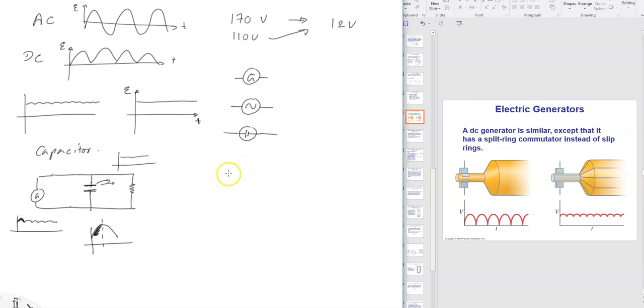One last thing. An AC generator, let's say this is an AC generator, produces a changing current like this, changing voltage. There are some methods, without even using these split rings, using some electrical components, by which we can make it DC. There is a circuit component called a diode.